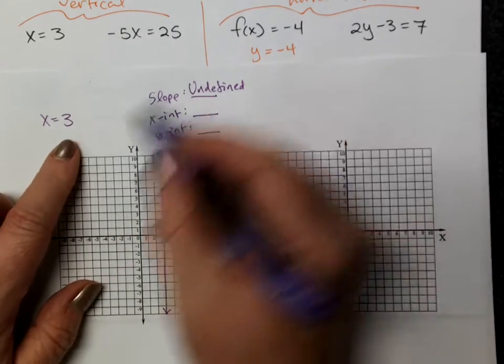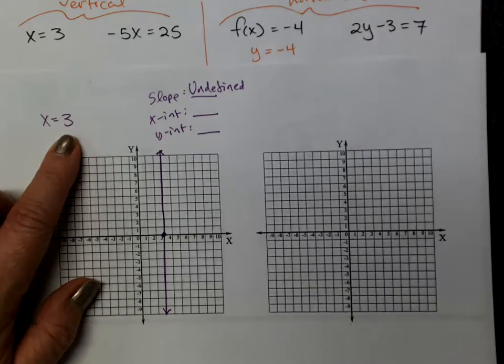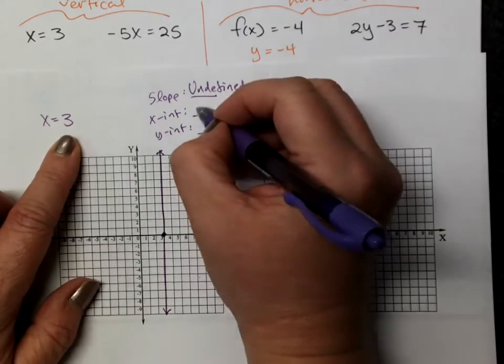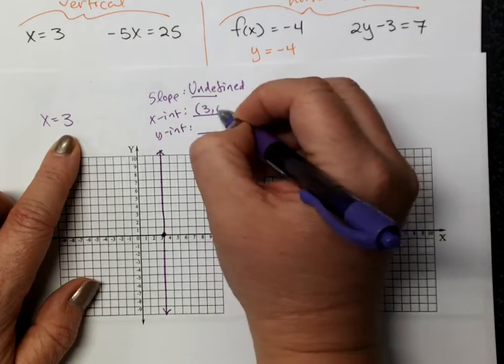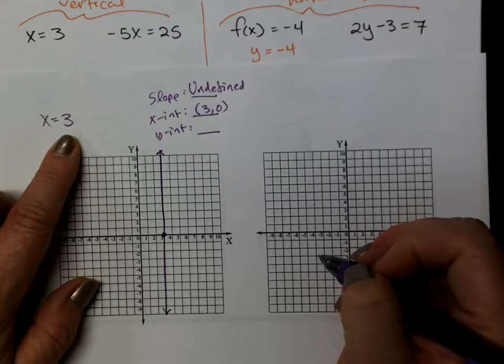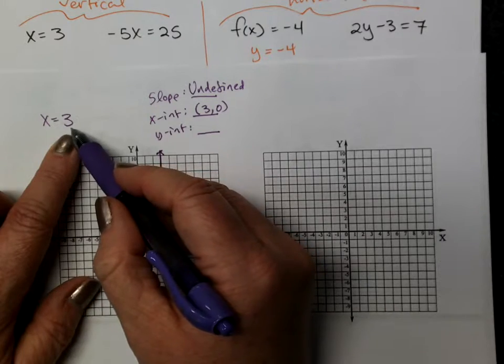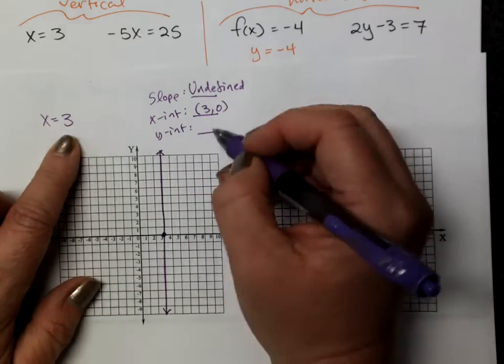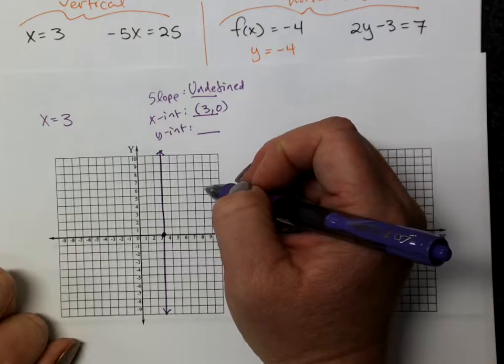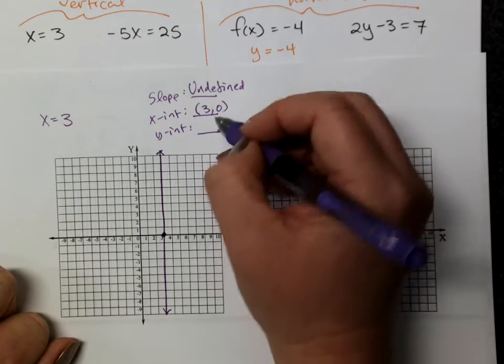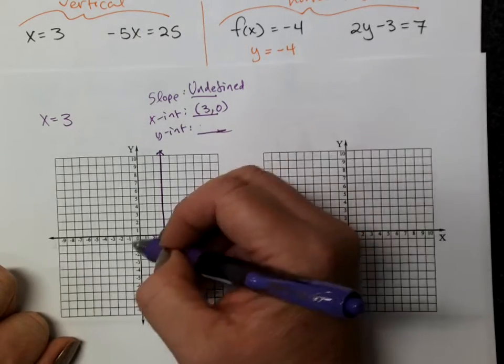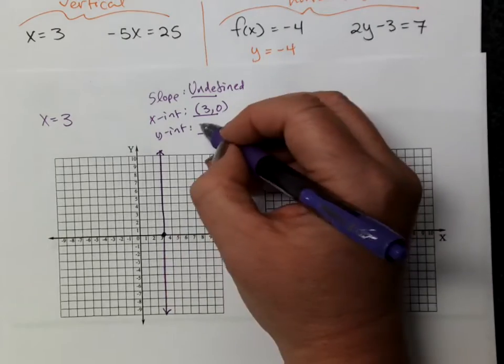3. It's always what your c is, but write it as an ordered pair. So (3, 0). The intercept is an ordered pair. This just tells you where it crosses the axis. Your c will be part of that ordered pair. And your y-intercept? Does it cross the y-axis? No. So just none.